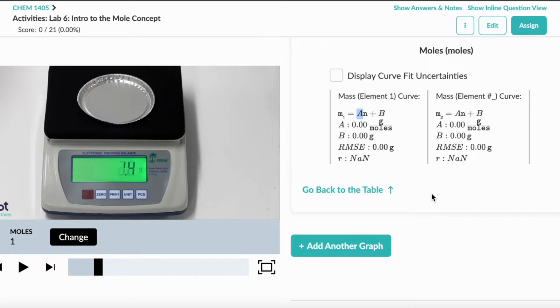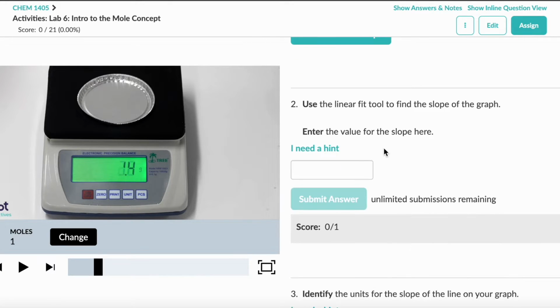So remember, y equals mx plus b. That's essentially the line, the equation that you have here. Y equals mx plus b. The m is always your slope. In our case, we're just calling it a little bit differently. It just has a different label, but it's really the same thing. So your a is the slope. So that value you are going to enter right here.